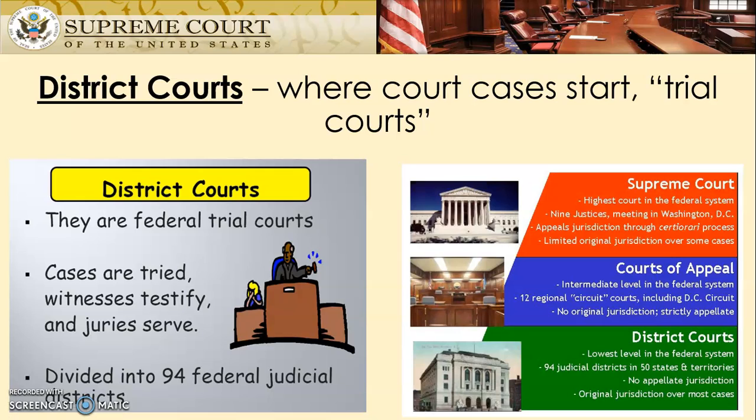So, district courts are where the court cases start. We call these trial courts, so they are federal trial courts. This is where cases are tried, witnesses testify, and juries serve on these trials. It's divided into 94 federal judicial districts. This is the one that's way on the bottom down here, if you look right here.